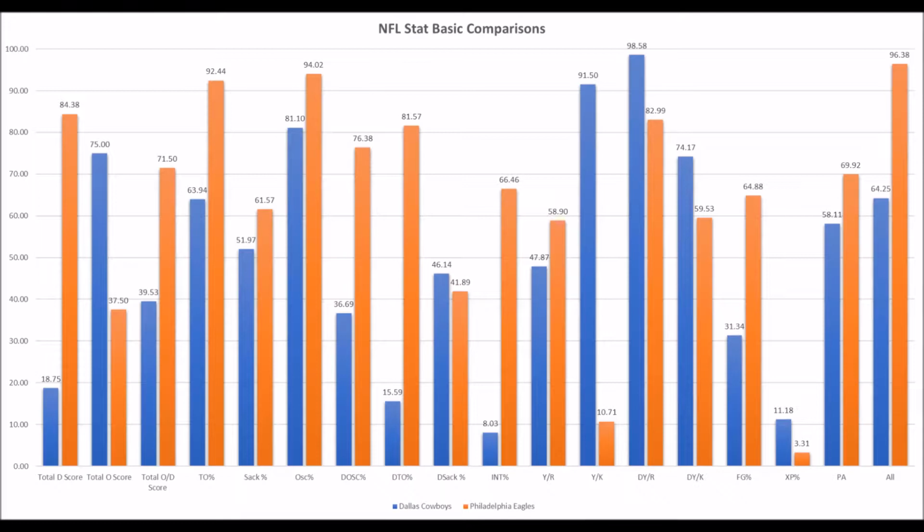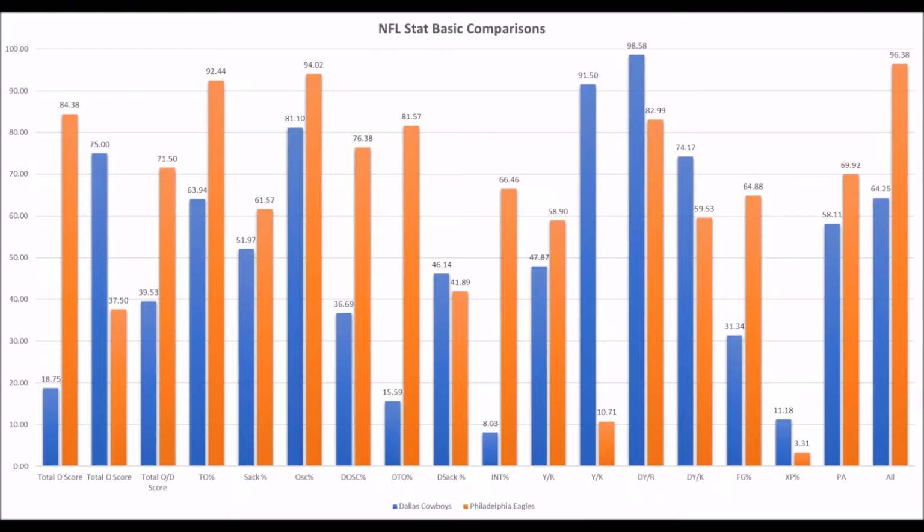So, starting with this matchup between the Cowboys and the Eagles. When you look at the NFL stat basic comparison data, basic comparison data essentially is the basics. It's looking at how the offense is doing, how the defense is doing, and of course how the special teams are doing based on various variables when it comes to the overall data. And based on all this information, the Eagles are pretty heavily favored in this game over the Cowboys.